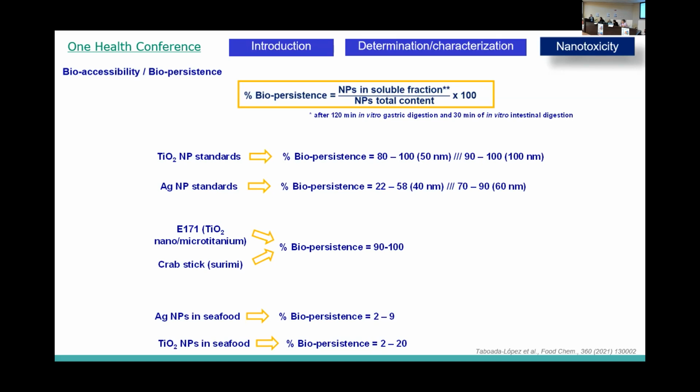In the case of silver nanoparticles, it's about 9%, and although it is not on the screen, in the case of titanium dioxide it is, I think, lower than 20%, between 7 and 20%. So you can see here that the matrix influences this result enormously. So it's not the same when we are working with the standard as when we are trying to evaluate the effect of nanoparticles that previously have been incorporated naturally or artificially in food.